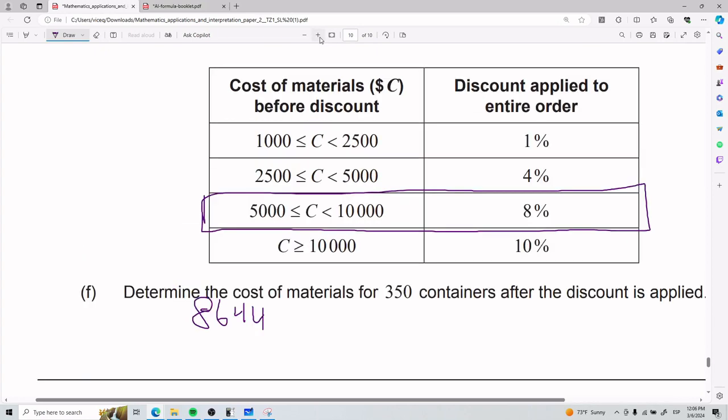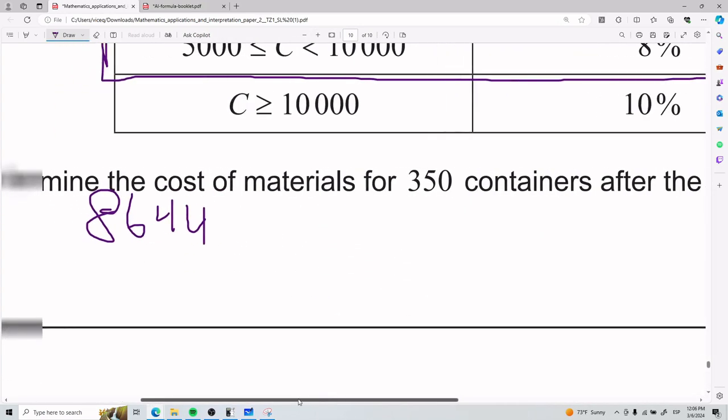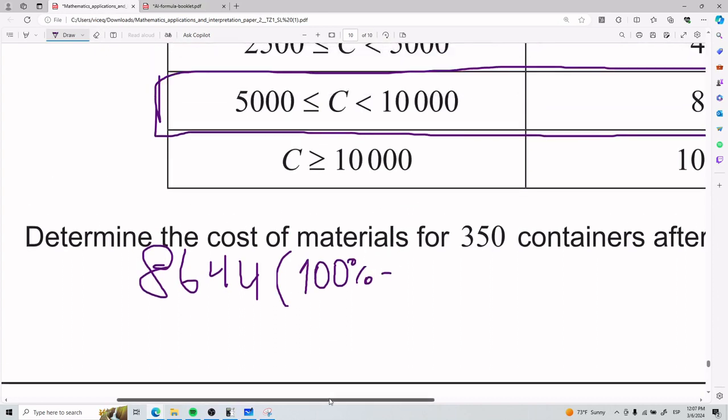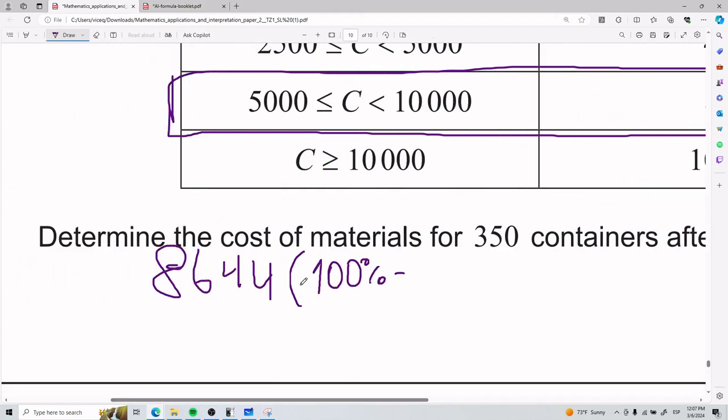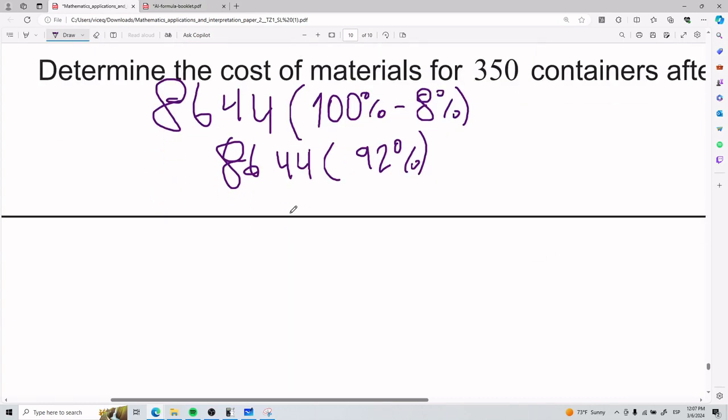And so there's two ways to do this, you guys. I'm gonna show you the way I like to do it. So technically, if I do the discount, the original price, which is 100%, I'm going to subtract it. Instead of paying 100% of the price, I'm now paying 100% minus 8% of it. See? So what does this mean? I end up with 8644, parentheses, 92%.